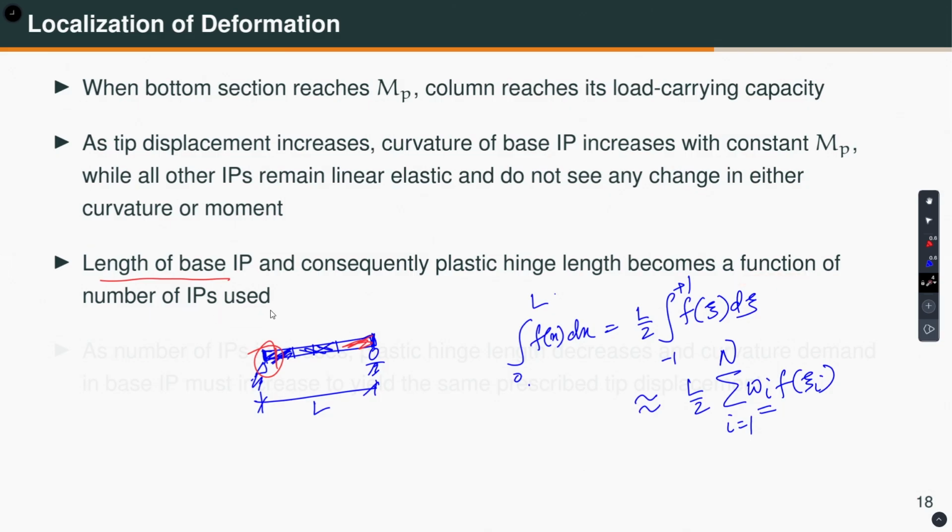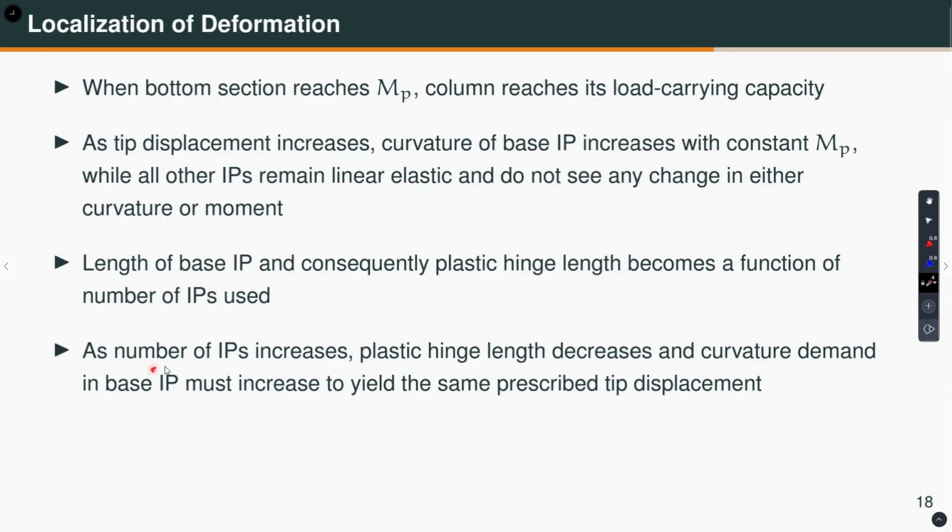If you have a smaller number of IP, the weightage is more and the length of plastic hinge is more. As the number of IP increases, the plastic hinge length decreases, and curvature demand in the base integration point must increase to yield the same prescribed tip displacement, because eventually you have to integrate this curvature and strain to get the element deformation.